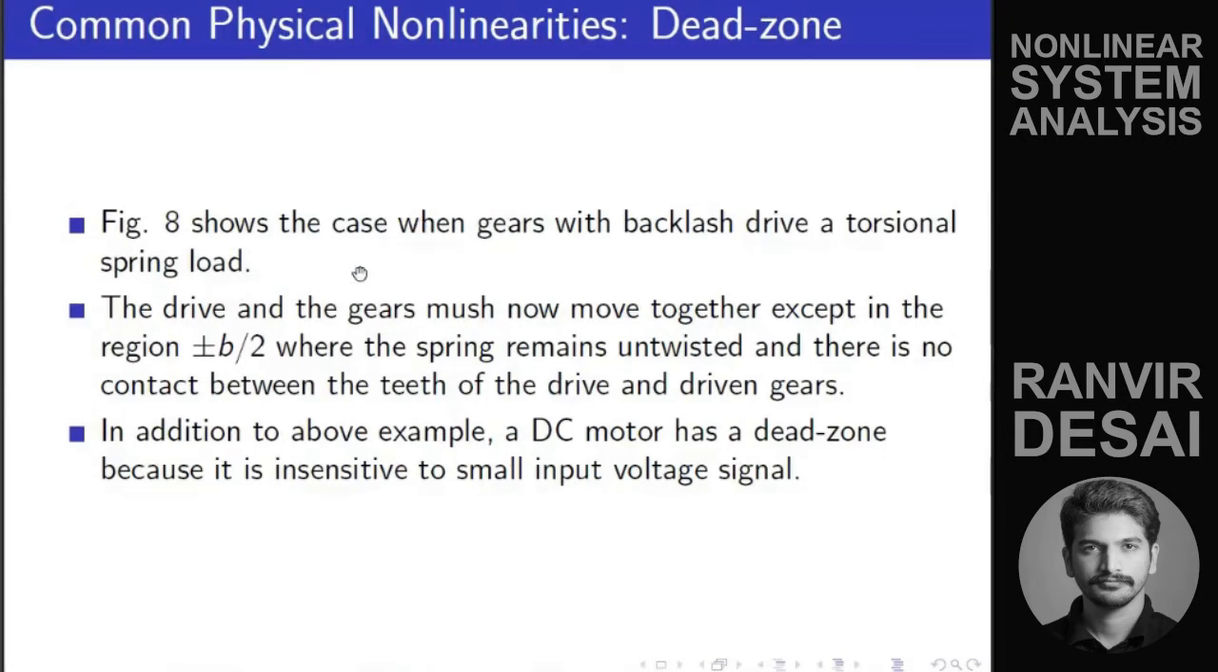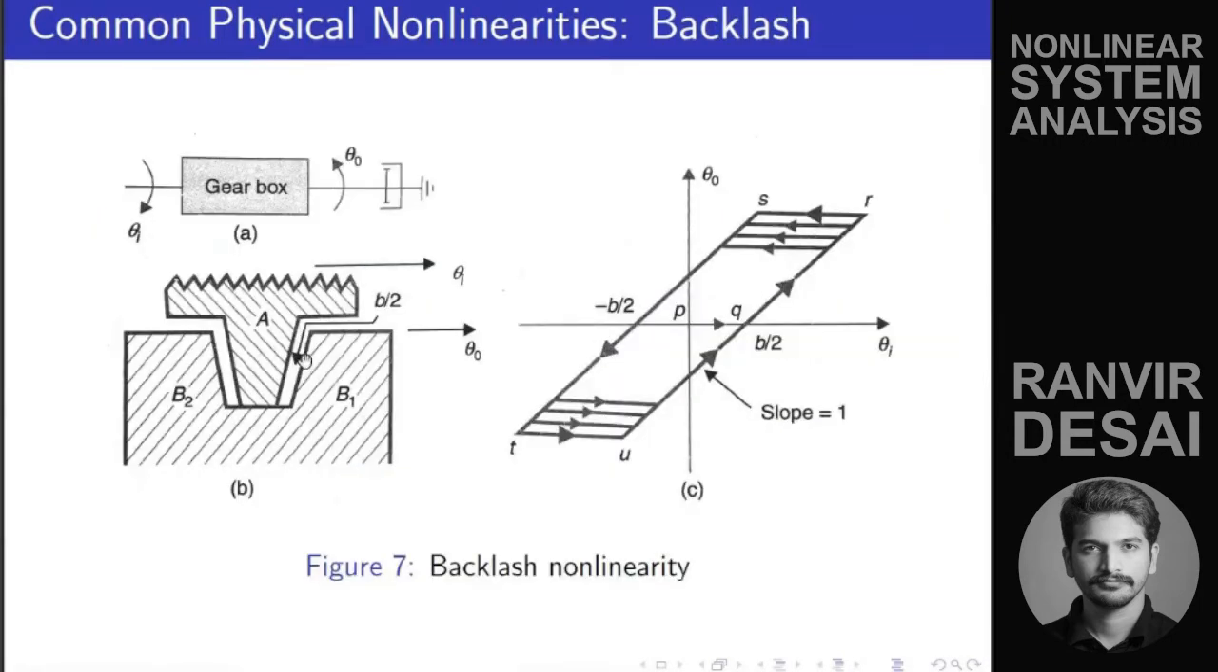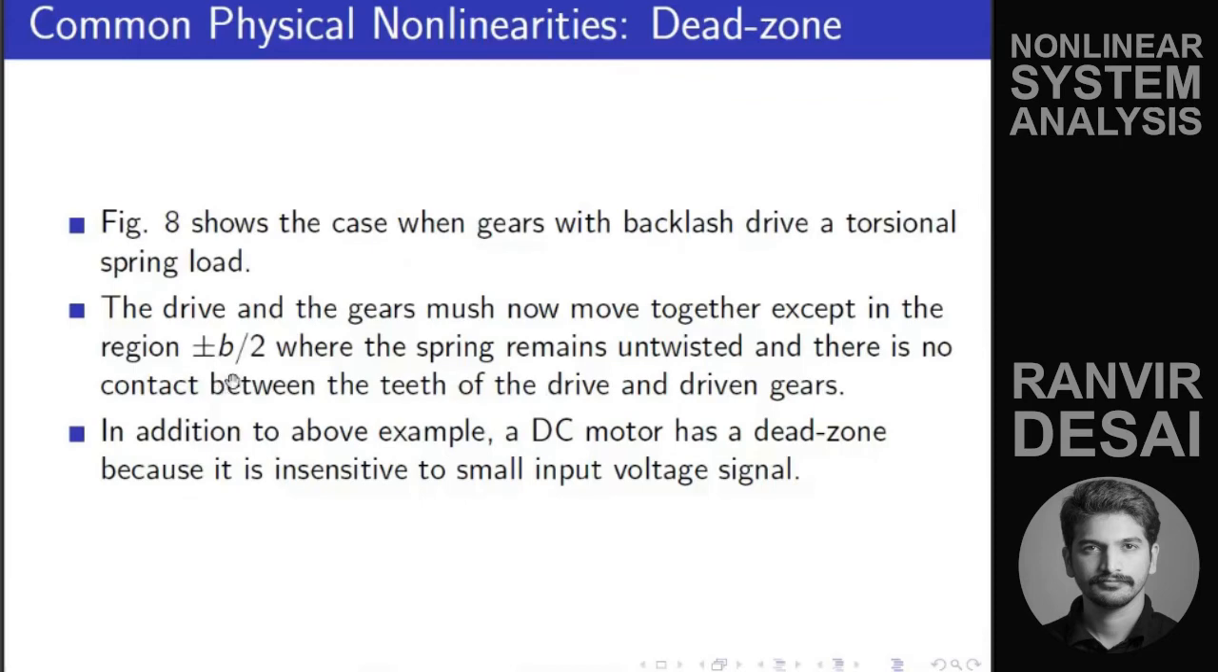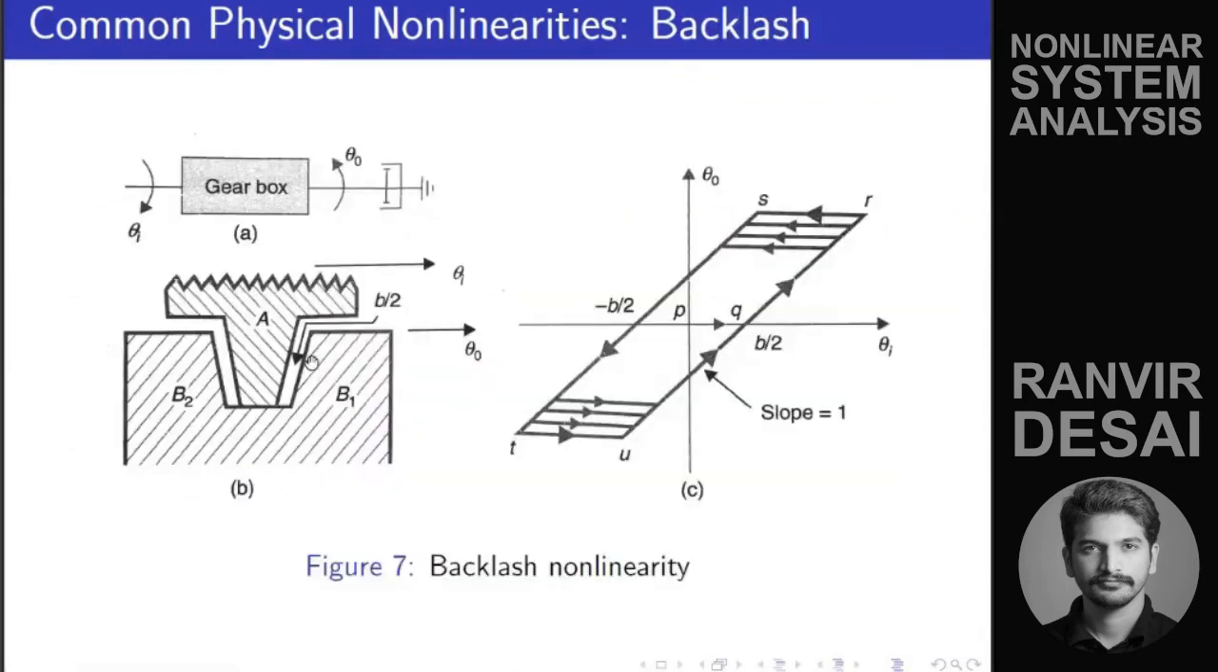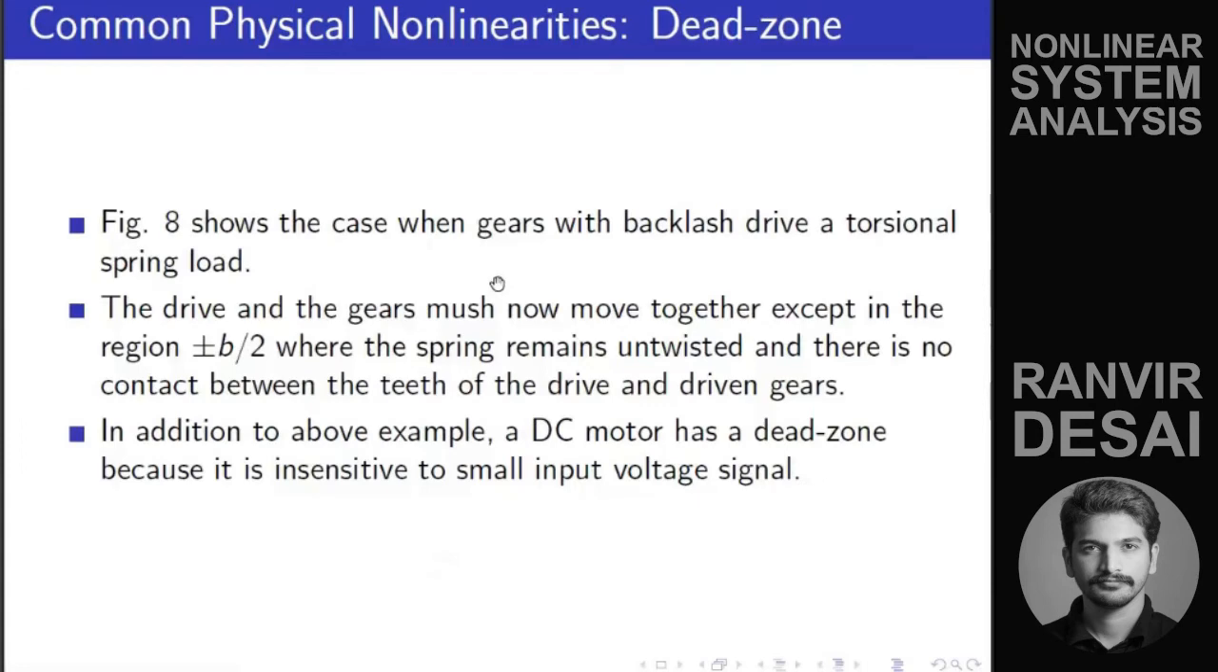See, here also it can be considered. In this region, plus minus b by 2, the gear A touching this teeth moves from B1 to B2, but the driven gear does not move in that region. So that is called the dead zone.